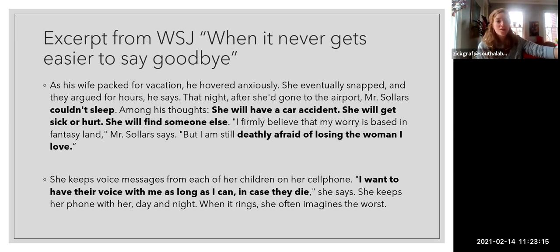Another person who's profiled in this article is a parent with separation anxiety from her children. So she keeps voice messages from each of them on her cell phone because she wants to "have their voice with me as long as I can in case they die." So this could be an example of worry as a way to avoid vivid mental imagery, rather than actually letting herself think about what it would feel like to lose her children and really imagine being in that situation. Instead, she's making all these plans for, well, if they die, I'll have their voices on my phone. When the phone rings, she thinks the worst thing is going to happen, but she's not necessarily letting herself feel it.